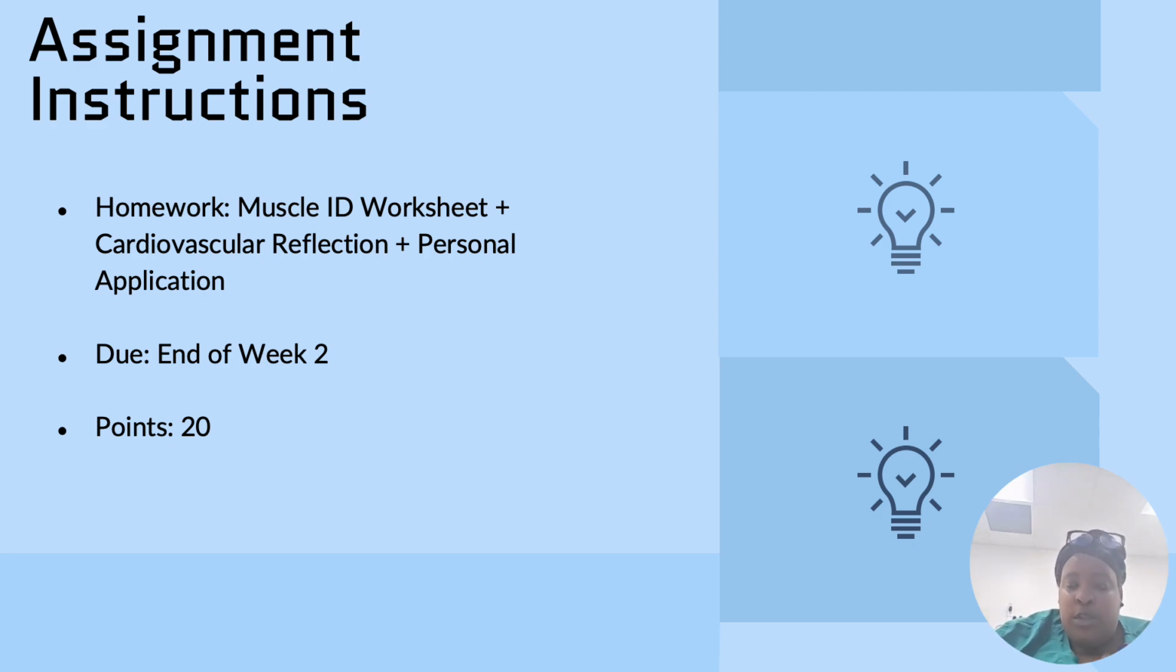And then for homework, you'll complete the muscle ID worksheet. You will have to do a cardiovascular reflection and a brief personal application. All of this will be due at the end of week 2, and it's worth 20 points. This assignment helps you connect today's content to your own fitness goals and experiences as well.